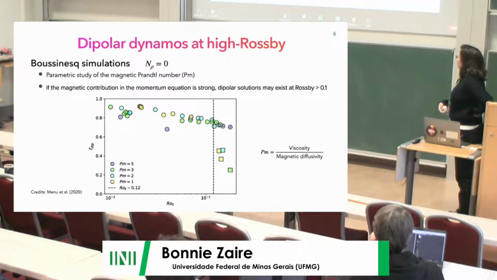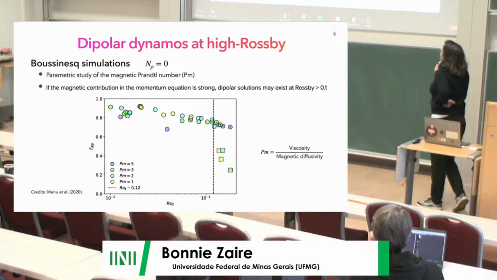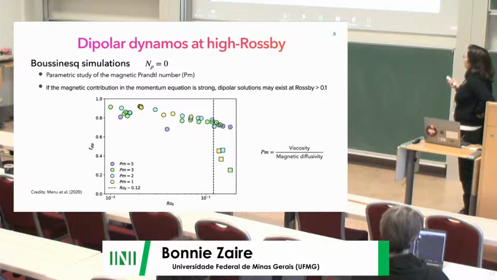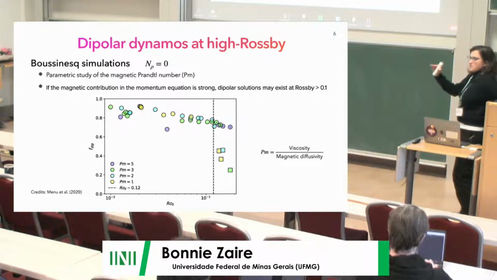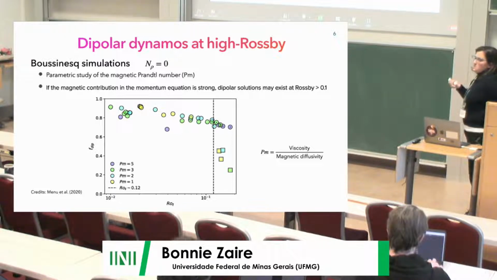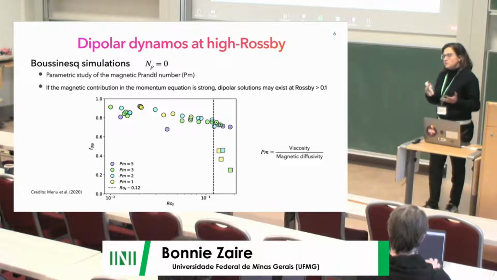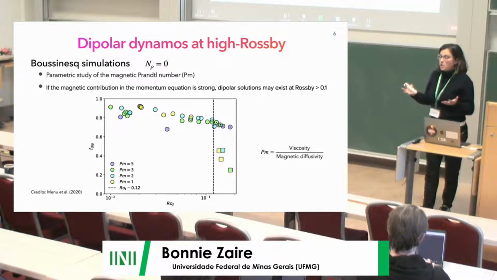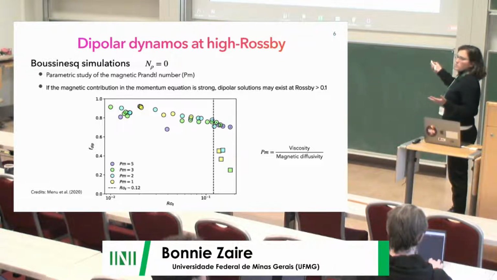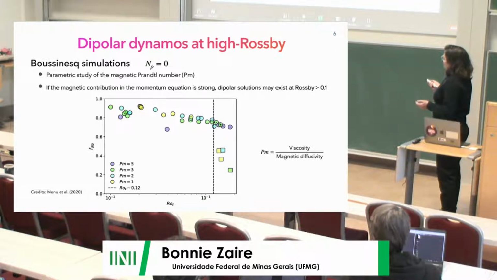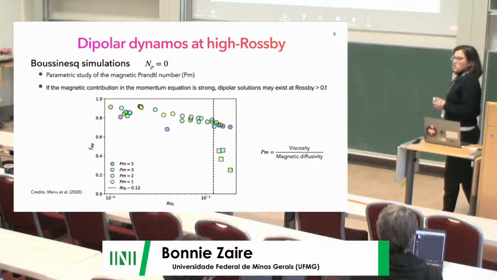But recently, as was also mentioned earlier this week, it was found by Melissa Menou and collaborators in 2020 that also for Boussinesq simulations, so constant density, if you increase the magnetic Prandtl number, you are actually playing with this force balance. And when the Lorentz force becomes significant in this force balance, you can recover dipolar solutions even in this multipolar branch, where you should not expect it from early studies. You can see here, for instance, at the highest magnetic Prandtl number of 5, dipolar solutions started to kick in at these higher Rossby numbers.